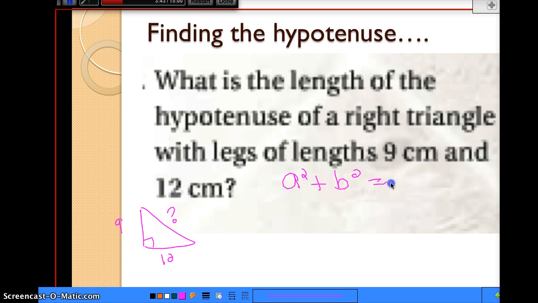A squared plus B squared is equal to C squared. Substituting in your legs into A and B, it does not matter which one you put for the A or the B. 9 squared is 81. 12 squared is 144. And 81 plus 144 is 225.